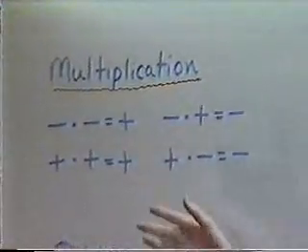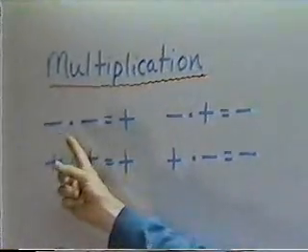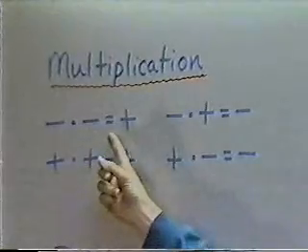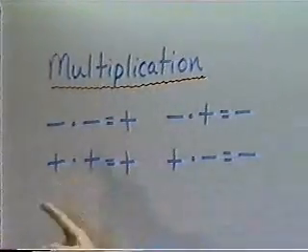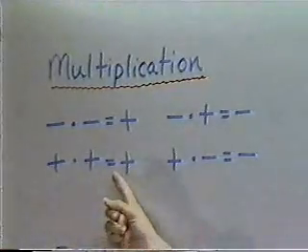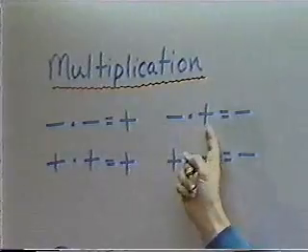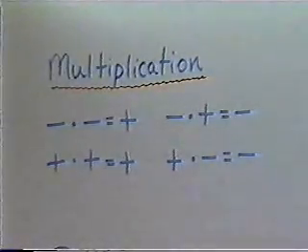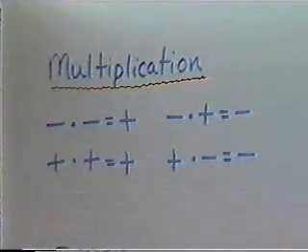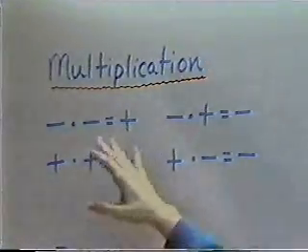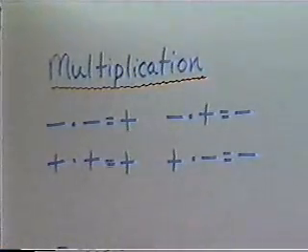First, let's review sign rules for multiplication. If you have a negative number times a negative number, your answer will be positive. A positive number times a positive number, that's positive. A negative number times a positive number is negative. And a positive number times a negative number is a negative product. So there's a review of your sign rules for multiplication.